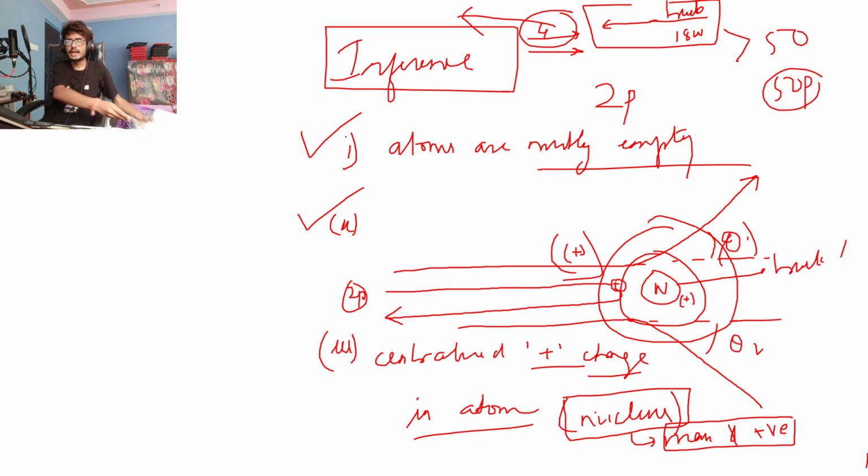According to that model, it is very simple. Don't write it, just try to understand. The first statement of the model is that most of the positive charge and most of the mass of the atom is concentrated at the center of the atom, at the nucleus.